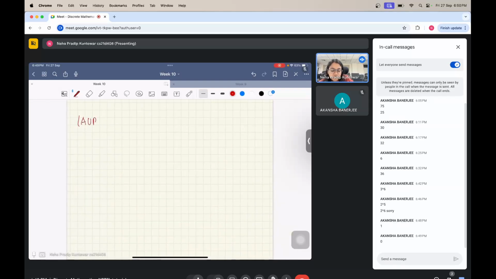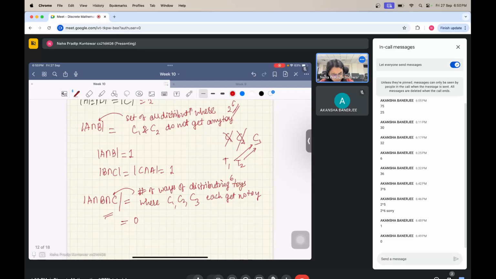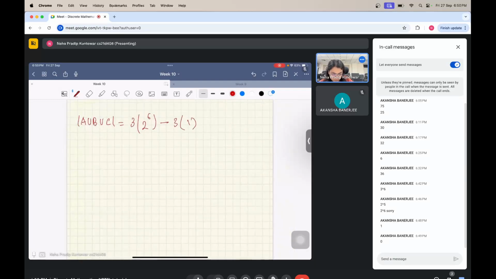So A union B union C is 3 times the cardinality of A, which is 2 to the 6, minus 3 times 1 plus 0, and this happens to be 64 minus 3, and this is 192 minus 3, this is 189, and yeah, so this is A union B union C.